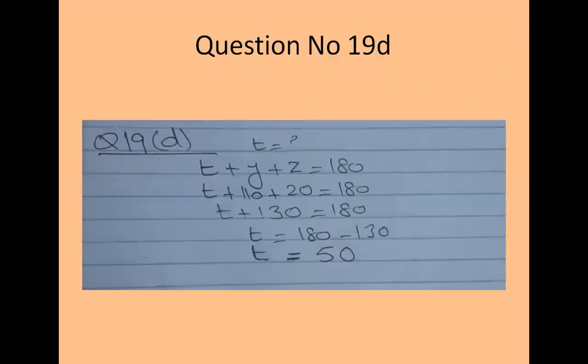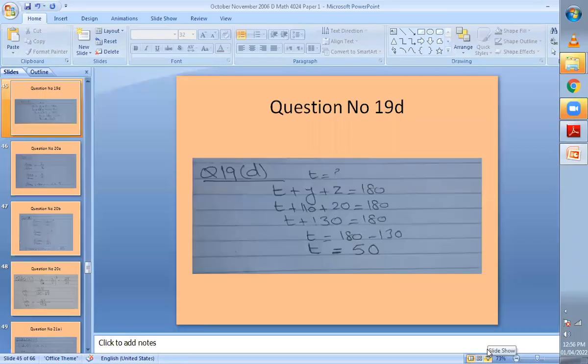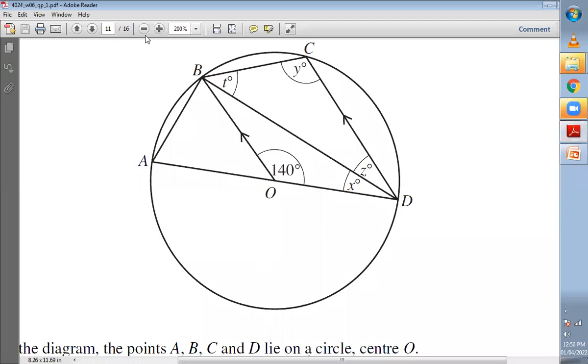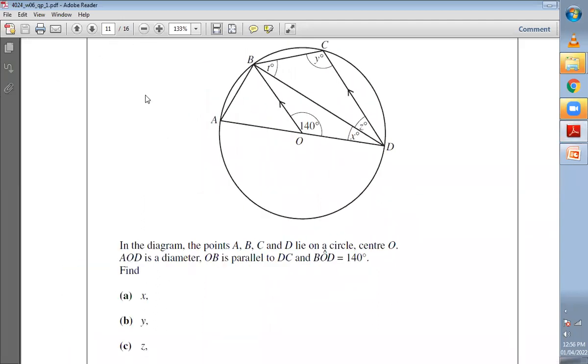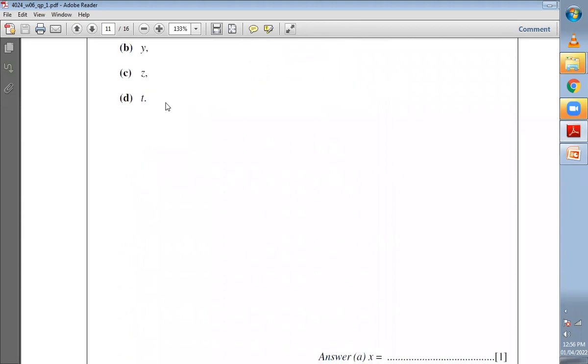Okay. So T plus Y plus Z equals 180. T plus 110 plus 20 equals 180. So T plus 130 equals 180. T will be equal to 180 minus 130, and T will be equal to 50. So this is how you do this. Hopefully you understand this question. That's question number 19.